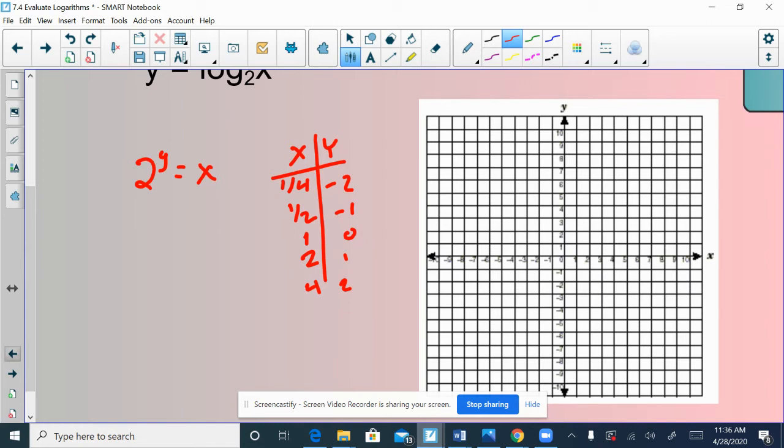Now we should be able to go ahead and plot these points. 1/4, -2, that'd be like right there. 1/2, -1. 1, 0. 2, 1. 4, 2. I could actually get another point. If I plugged in 3 here for y, I would get 8, so 8, 3. Just helps me be accurate there with that extra point. So this graph right here is y equals log base 2 of x.